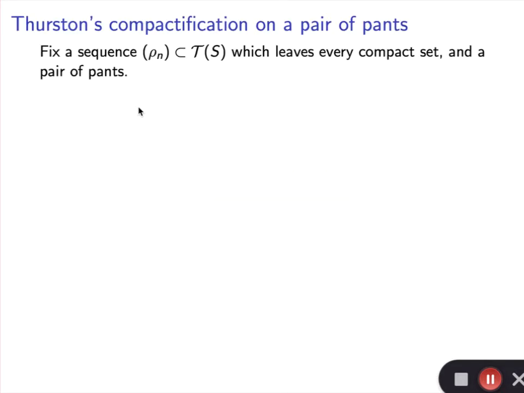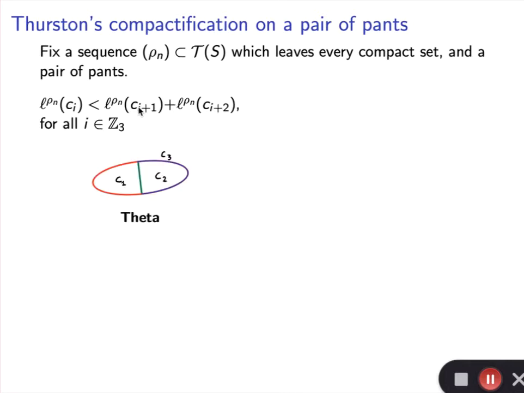All right, we developed the tools to start going to infinity, so let's do that. Okay, let's start with Teichmüller as usual. So we take a sequence of representations into Teichmüller space which leave every compact set, and let's focus on a pair of pants. So when we focus on a pair of pants, there are two options.